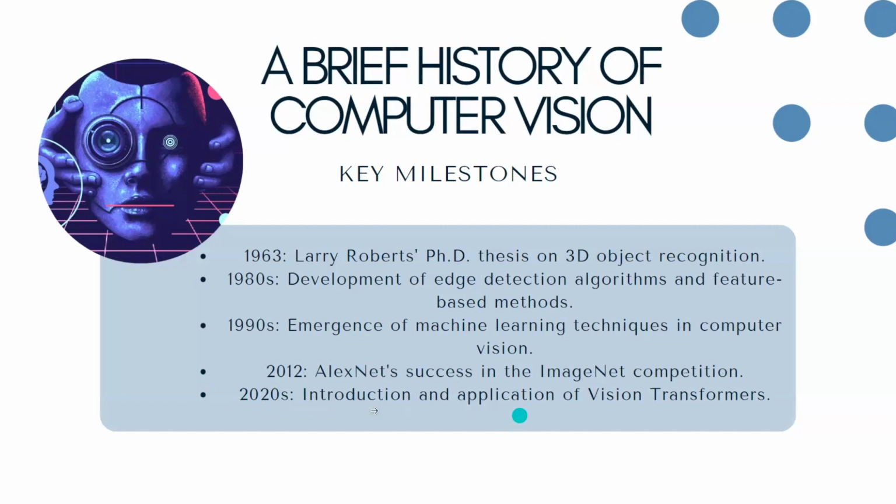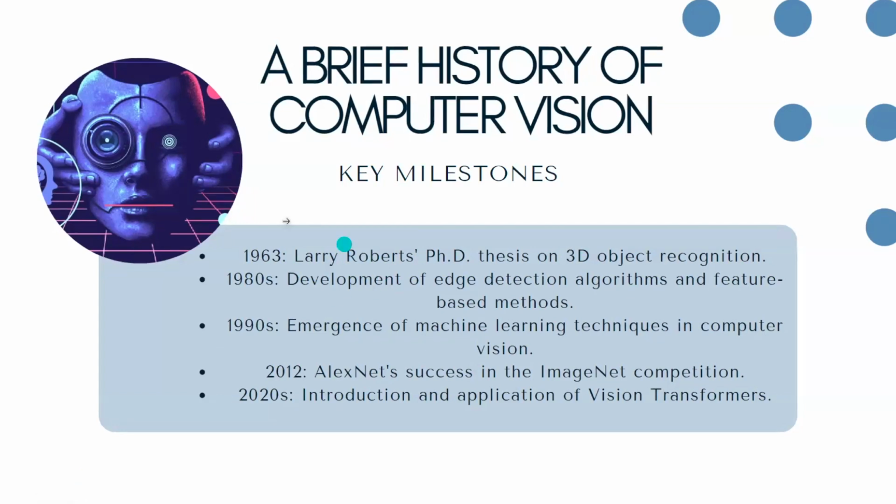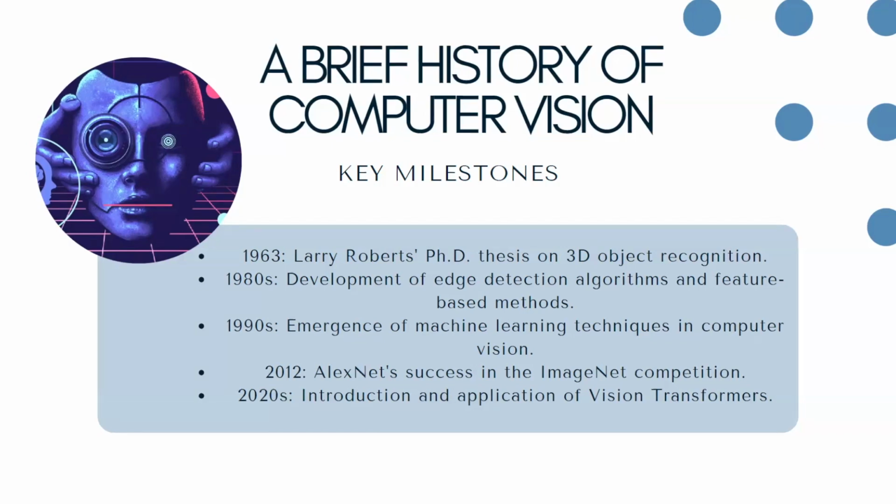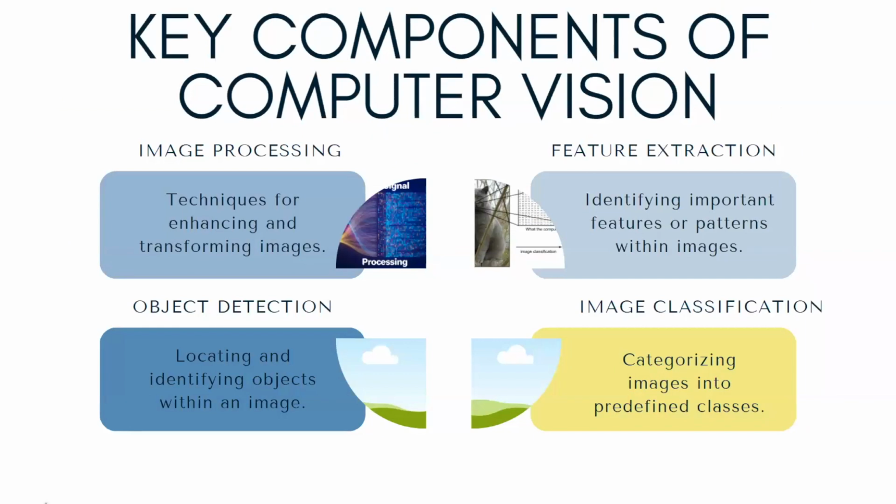And then in the 2020s, we got the introduction of vision transformers, which was a better way to predict images with a higher performance. So again, the takeaway from this slide is that computer vision is not something that is new. It's been around for a lot of years, and it has just gotten better and better over time. Some of the key components of computer vision include 4 main topics.